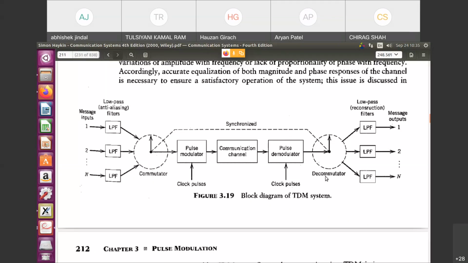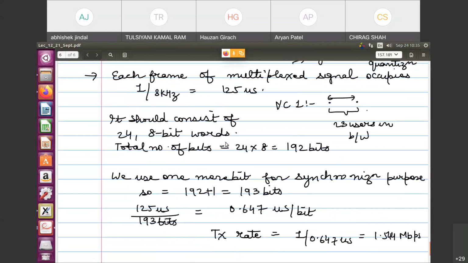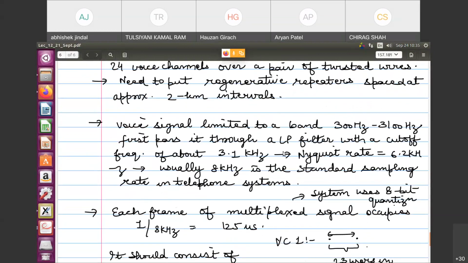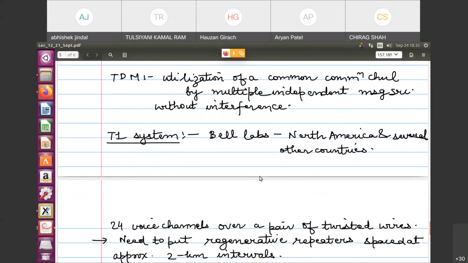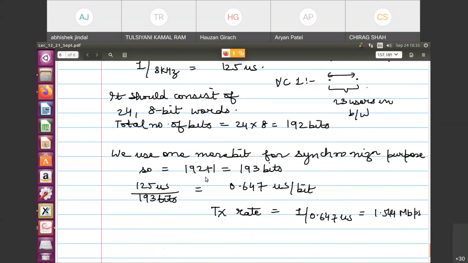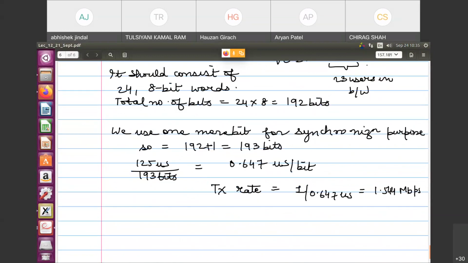So synchronization, I just told you that there is a bit which we had. I think here we use, when I was explaining the T1 system in the last lecture, I used one here. We use one more bit for synchronization. I think that is what is written here. Now this synchronization bit helps both the commutators to have a common sampling time.